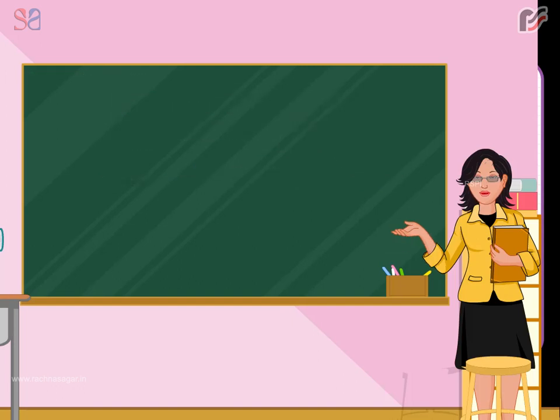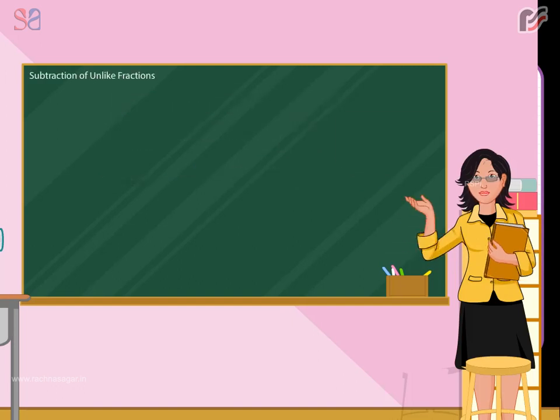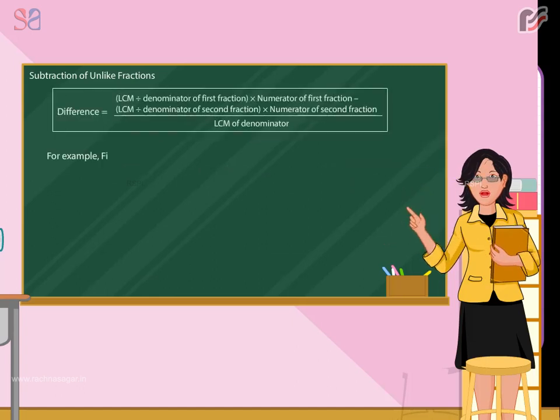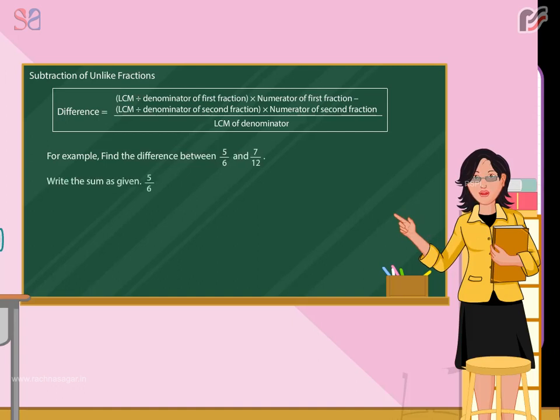Subtraction of unlike fractions. The process of subtraction is similar to that of addition. For example, find the difference between 5 by 6 and 7 by 12. Write the difference as given. 5 by 6 minus 7 by 12. Find the LCM of the denominators.